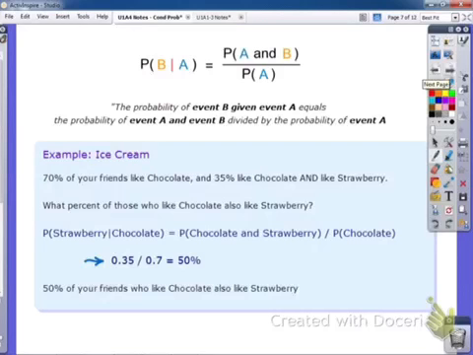I would like to take a moment and look at this problem. So we have the formula written up at the top. It says the probability of event B given event A equals the probability of event A and event B divided by the probability of event A. Nothing new. Okay, so here's an ice cream example. 70% of your friends like chocolate. 35% like chocolate and strawberry. What percent of those who like chocolate also like strawberry?